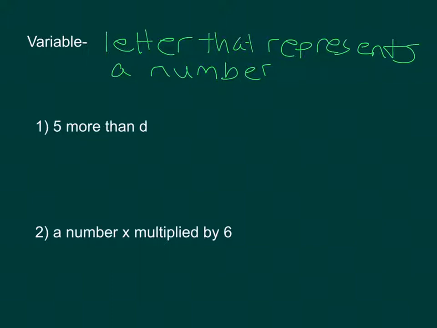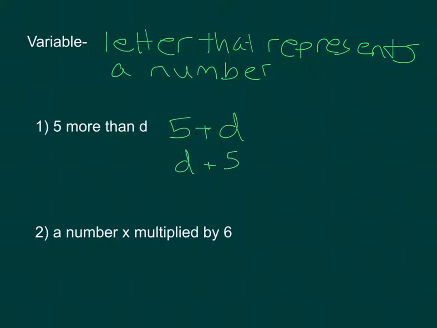For example, an expression like this, 5 more than D. Now with this, we're going to convert it into an algebraic expression, which just means using numbers and symbols. Well, 5 more than D, the words more than means addition, so you're just adding 5 plus D. That plus sign there. You could also say D plus 5.